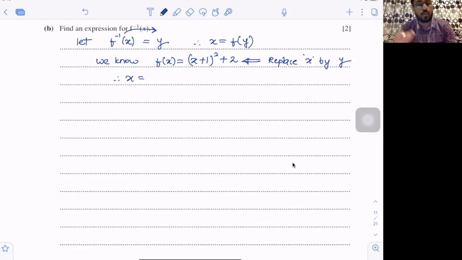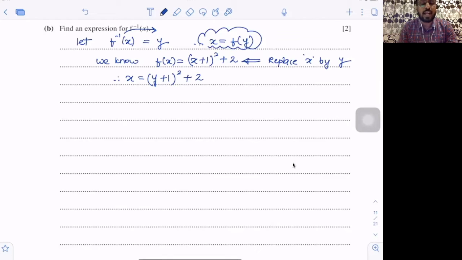It is x plus 1 the whole square plus 2. If from f of x, I want to get f of y, function has to remain same. Only the variable is changing from x to y. You simply replace x with y. So replace x by y. You get f of y, right? And f of y was originally equal to x. That means x is equal to y plus 1 the whole square plus 2, right?